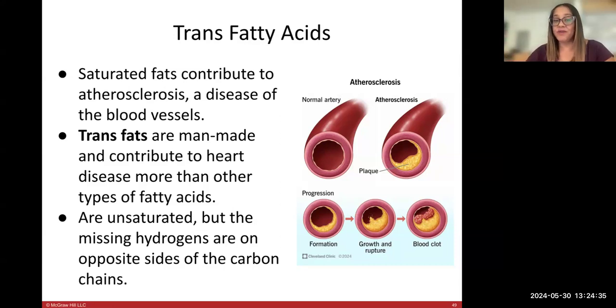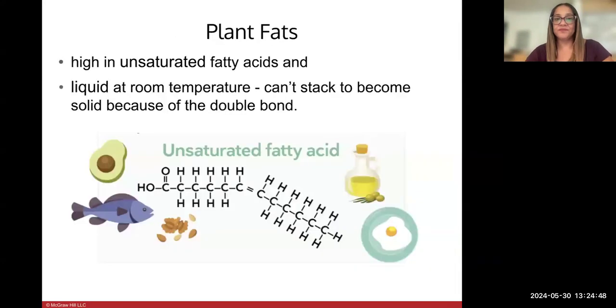Trans fats are typically man-made and contribute to heart disease more than any other types of fatty acid. They are unsaturated, but the missing hydrogens are on opposite sides of the carbon chain. So they're not in the middle where it's bent. Plant fats are high in unsaturated fatty acids, and because they are bent, they cannot stack to become solid because of that double bond, so they stay liquid at room temperature.